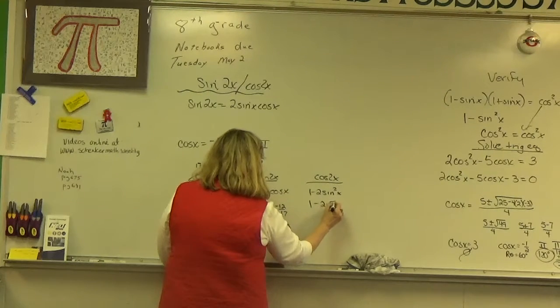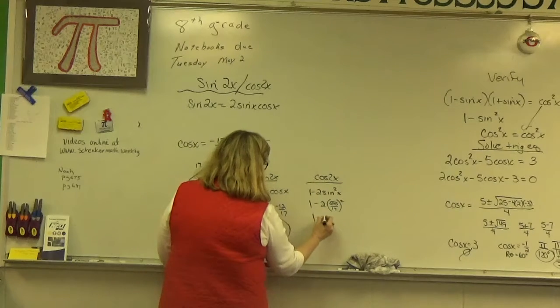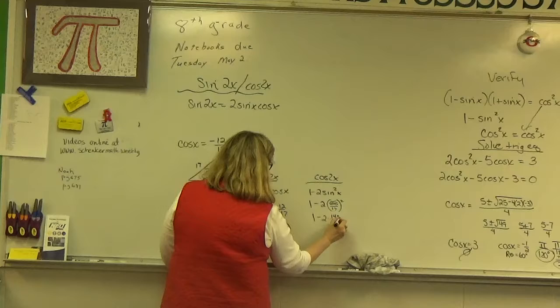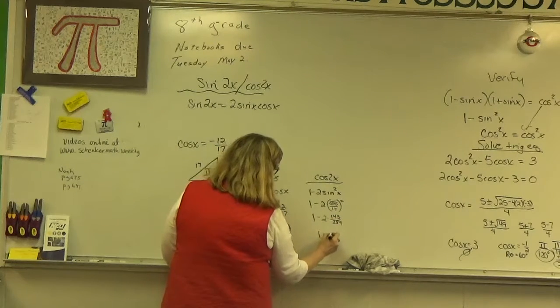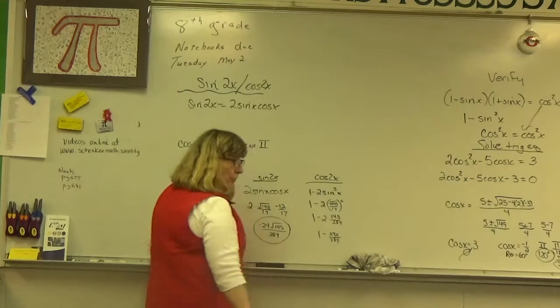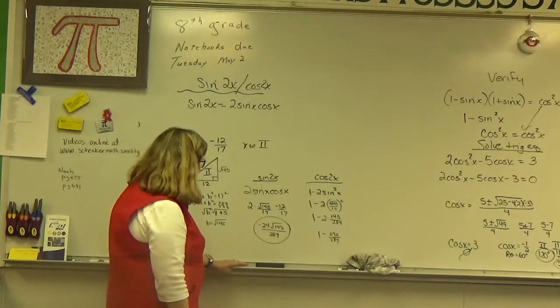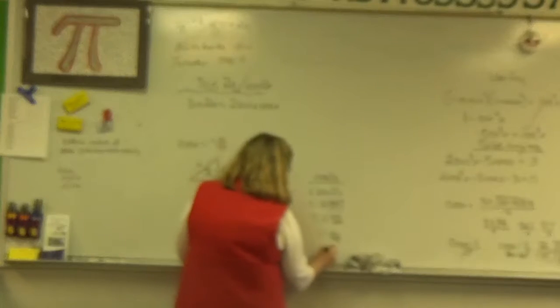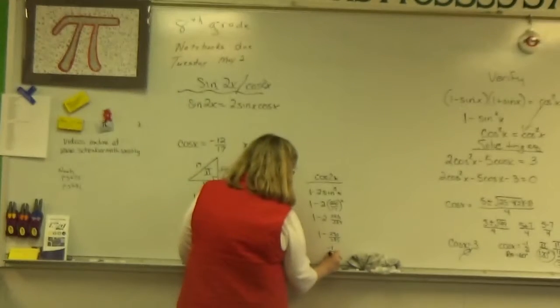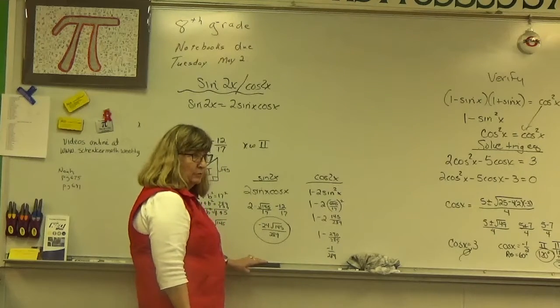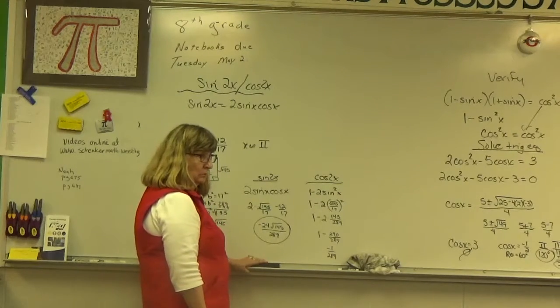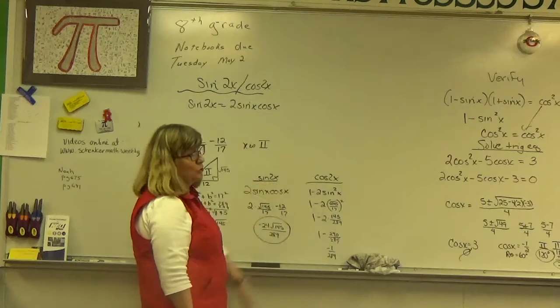Square root of 145 over 17, and I got a square. So I got 1 minus 2 times 145 over 289. So 1 minus, what, 290? If I take 2 times 145, is that right? Yeah. And now 1 subtract that would be a negative 1 over 289. Does everybody follow what we did there? So just pay attention to which one it asks for.